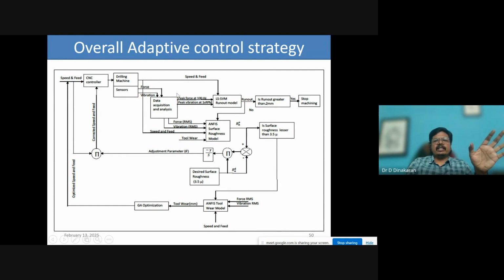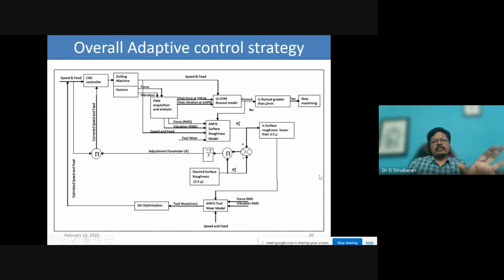It's basically taking these models, and accordingly it is controlling the overall process. Once this LSSVM model says that there is no runout, it will start measuring the roughness, and if the roughness is within the range, it will start measuring the tool life. And if roughness is within the range, it tries to optimize the tool wear. If the tool wear is in the optimized range, it will try to reduce the roughness, thereby improving the surface quality. I don't have time to explain this one in detail.